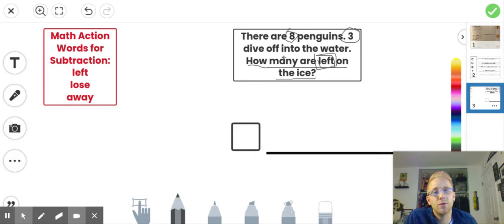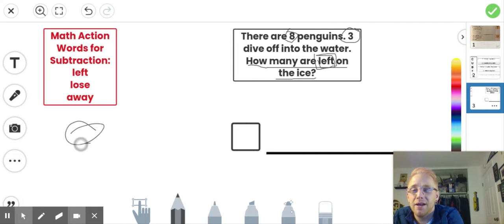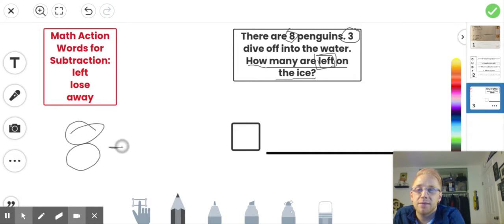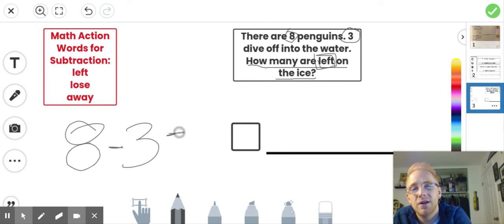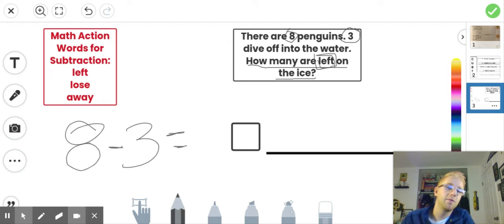Now I'm going to go ahead and write an equation. I know I'm subtraction and I start with my biggest number, and 8's that biggest number. So I'm going to write my 8. And I know, like I said, subtraction, so I'm taking away from it. 8, and then it says 3 penguins dive off the water. Well, that probably means that I'm losing 3 penguins, and now it wants me to figure out how many are left. Well, I've got my 8 penguins here. 1, 2, 3, 4, 5, 6, 7, 8. 1, 2, 3 dive off.